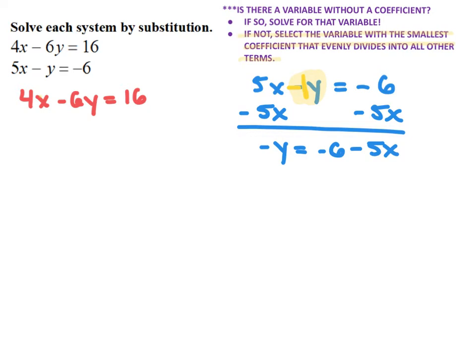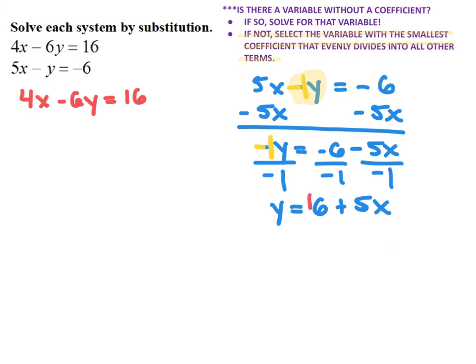Now in order to get rid of the negative in front of the y, we know that this is really a negative 1. So in order to get rid of it, just like we would any other coefficient, I'm going to have to divide everything on both sides by negative 1. So it'll become y equals 6 plus 5x. Now I can take this entire expression and plug it in for y in the other equation.